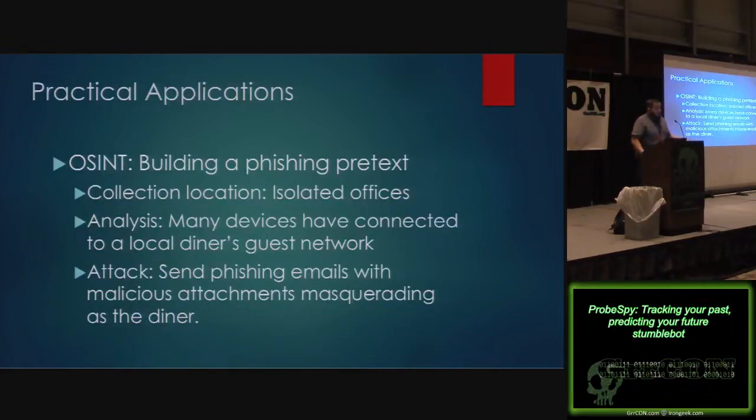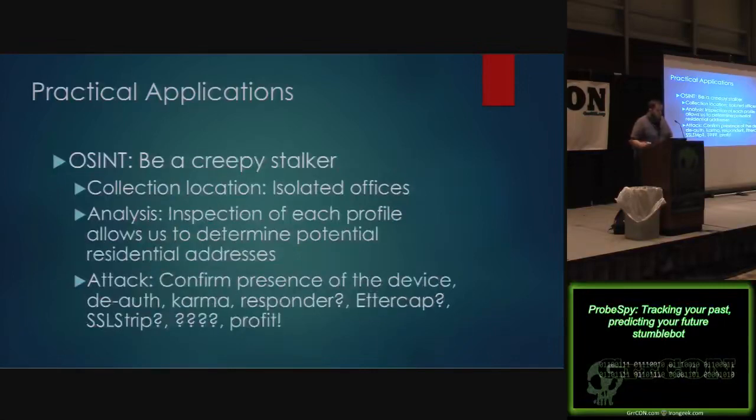So one would be to build a phishing pretext. If we're able to collect packets and be reasonably sure that we weren't being contaminated by people who worked in another building or something, maybe we could look at the directed probe requests and attempt to locate an SSID that belonged to a local business. If there was one local business, like a diner, that showed up in a whole bunch of people's phones or laptops, we could reasonably be sure that a bunch of people went to that establishment, and maybe use that as bait to get them to interact with whatever malicious content we were attempting to get them to interact with.